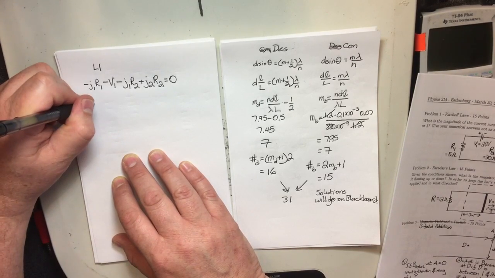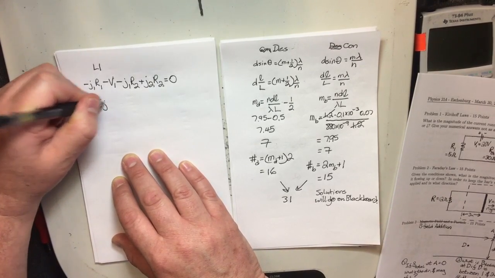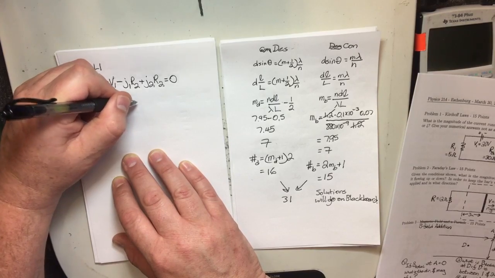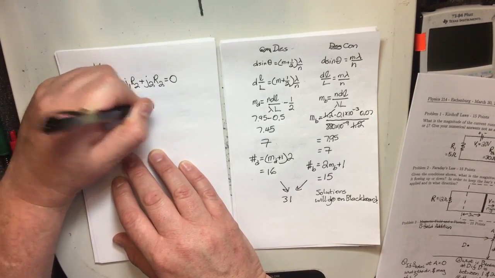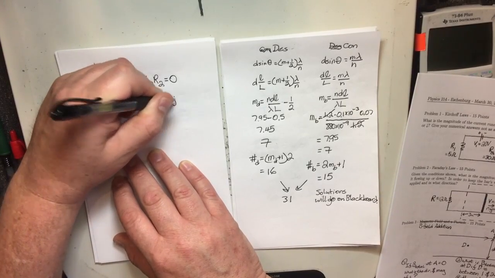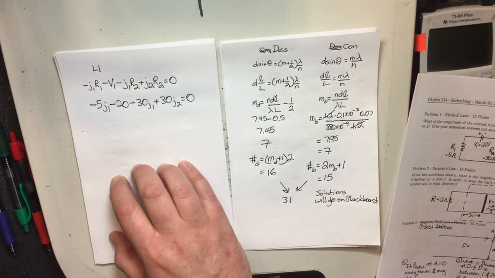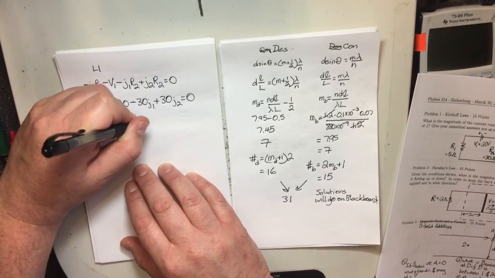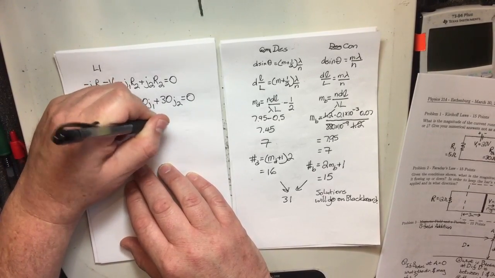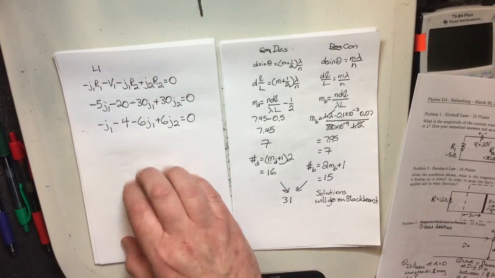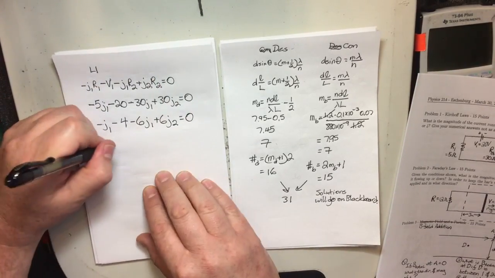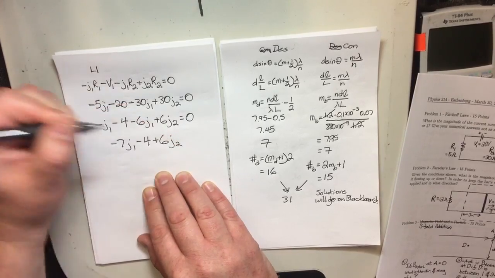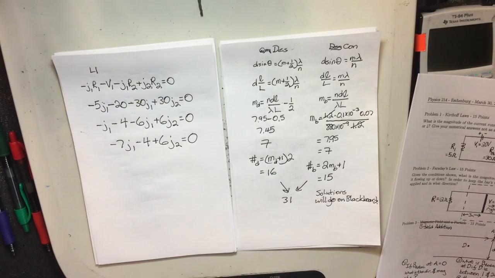I'm going to plug in my values. Minus 5 J1 minus 20 minus 30 J1 plus 30 J2. Common factor of 5. Minus J1 minus 4 minus 6 J1 plus 6 J2. And that's the setup of the first equation: minus 7 J1 minus 4 plus 6 J2 equals 0. That's for loop 1.